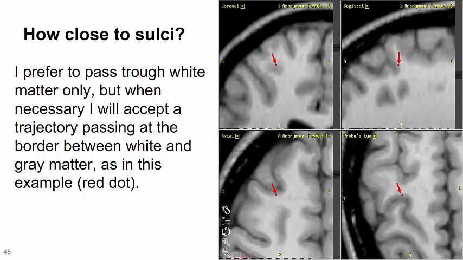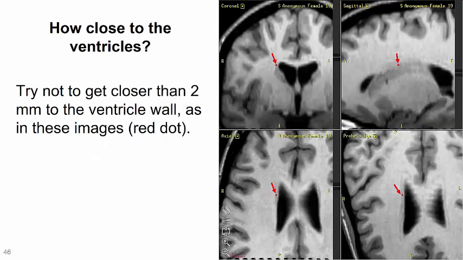So, how close to sulci? I prefer to pass through white matter only, but when necessary I will accept a trajectory passing at the border between white and gray matter, as in this example. Concerning the ventricles, I will try not to get closer than 2 mm to the ventricle wall, as in these images.